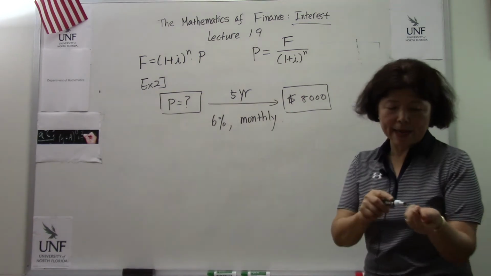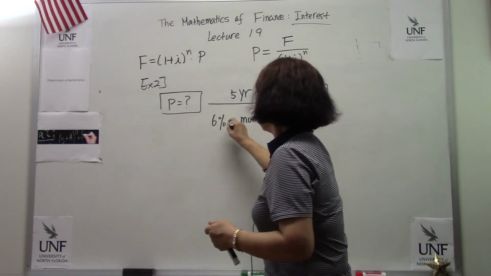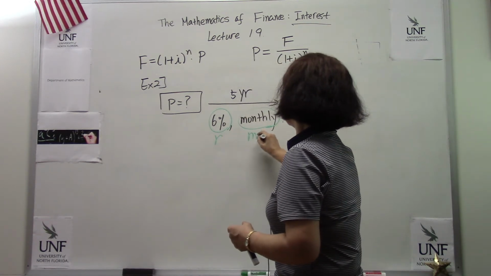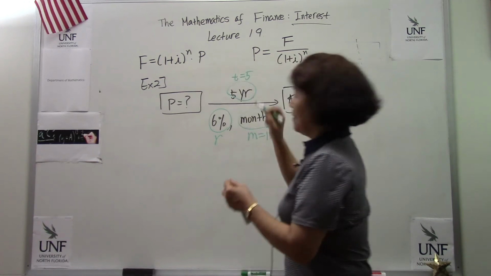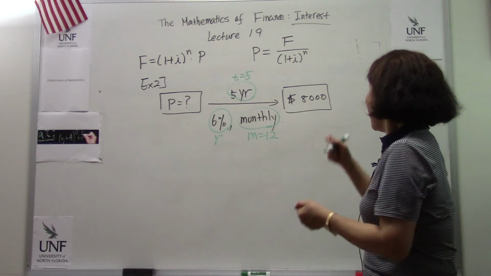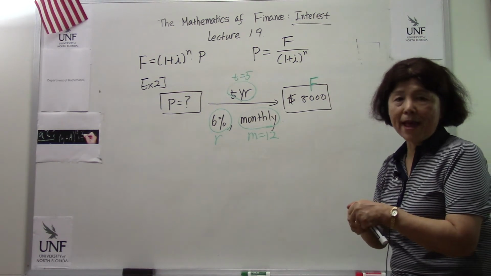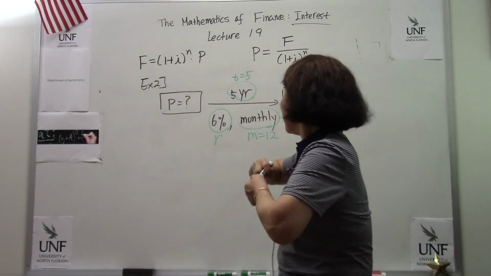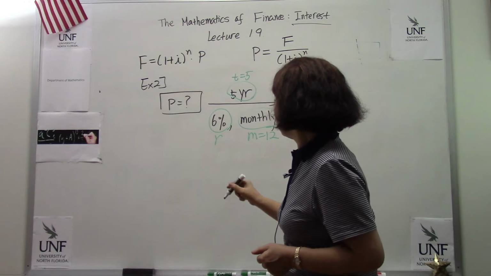So let's summarize what is what. 6%, this is R, monthly, therefore M equals 12. That means T equals 5. Correct? And of course this is F. This is what we have. So let's compute I and N. Always, you see what you need.